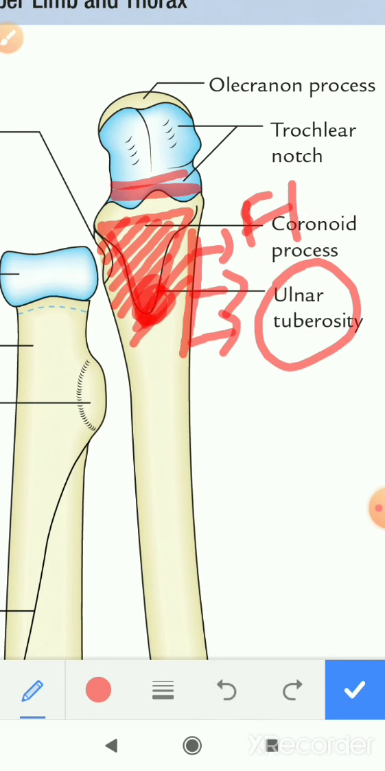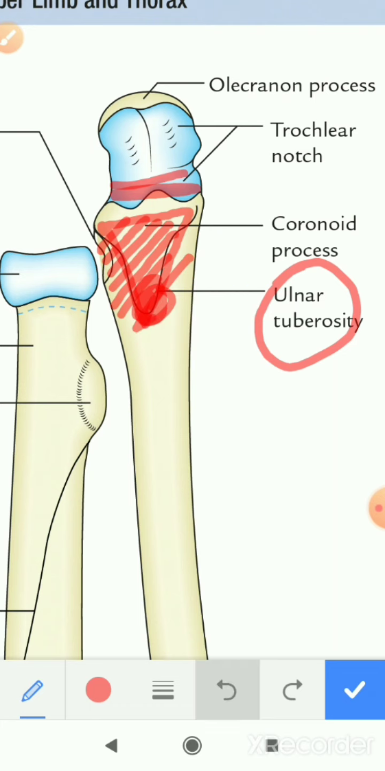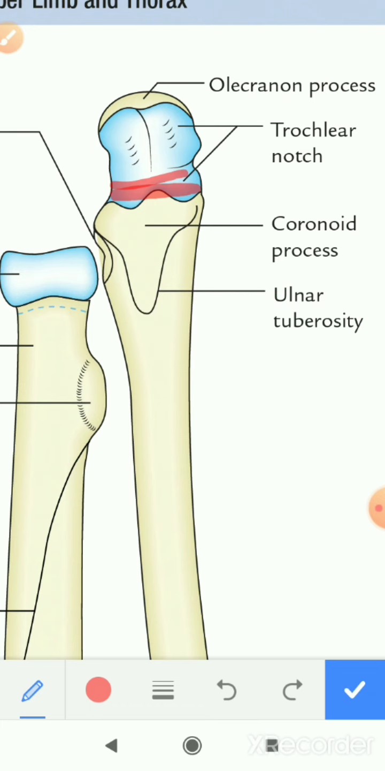Now come to the medial surface. The medial surface of the coronoid process gives attachment to the flexor digitorum profundus. Okay.